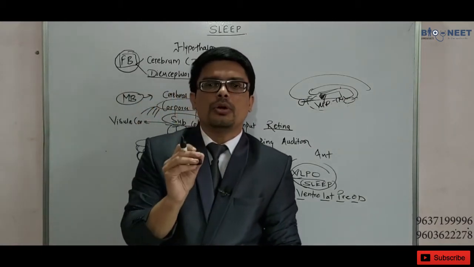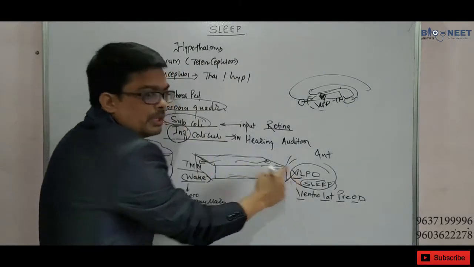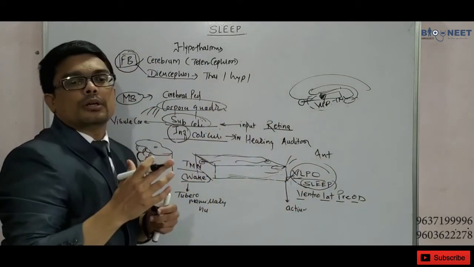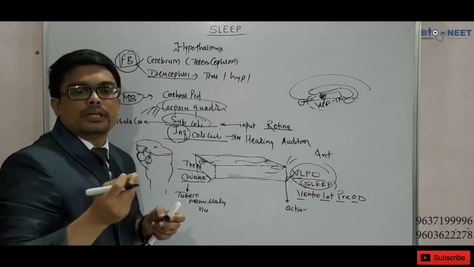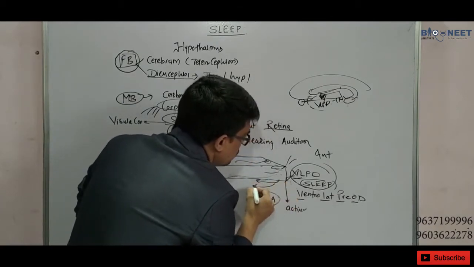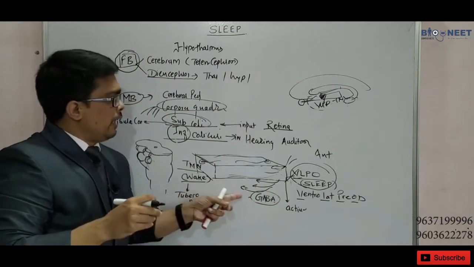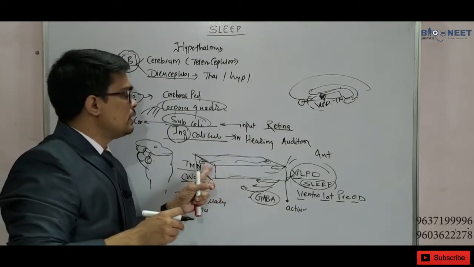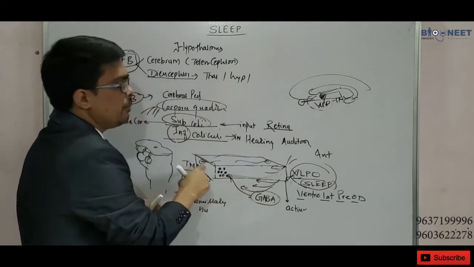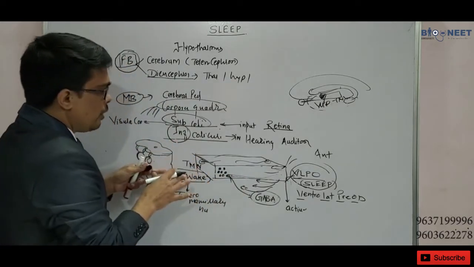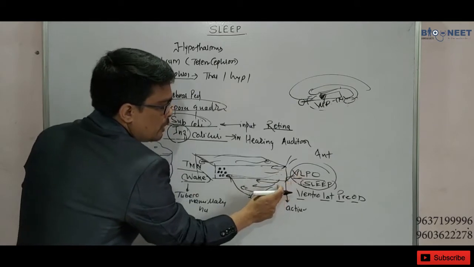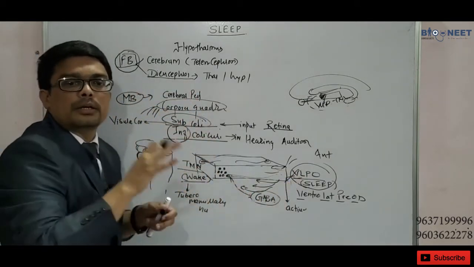Now we will see in short what exactly happens. When this VLPO is active, it is made up of neurons, the nerve cells or brain cells. When active, they release a neurotransmitter called GABA. So they release GABA, and this GABA goes to which center? The TMN center. And then what happens? This GABA inhibits the TMN center.